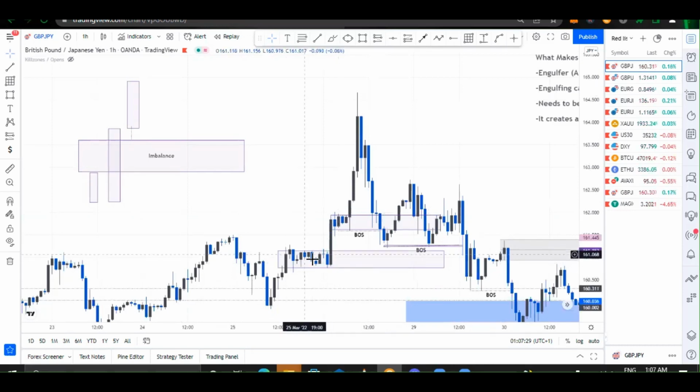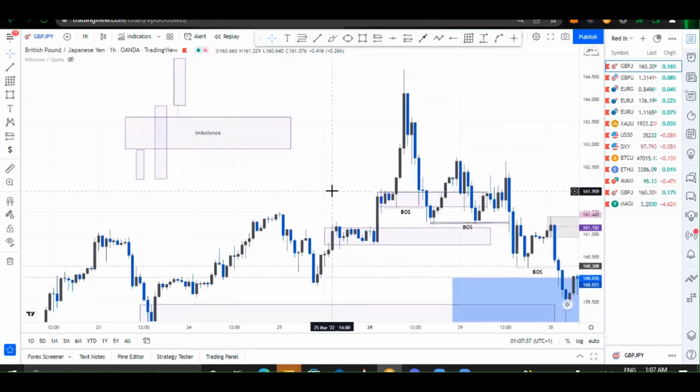Look at how the consolidation happened: demand, consolidation, demand. What we see as consolidations are areas where these big institutions are actually gathering orders. When they gather the orders, the market flies, they try to take everybody out of that order and then move in the direction they really want to move. So let us look at more areas like that.